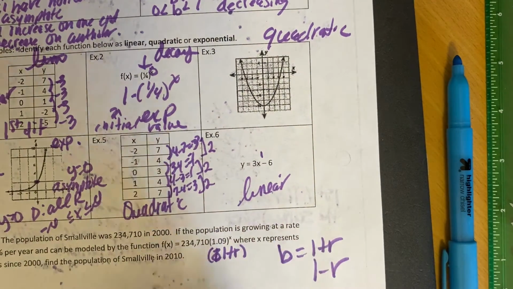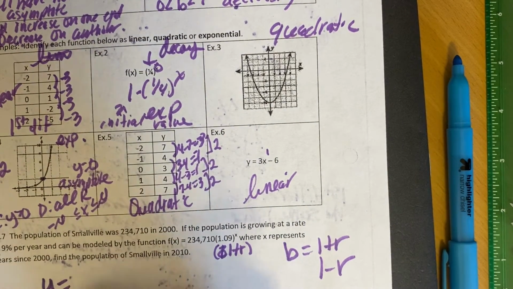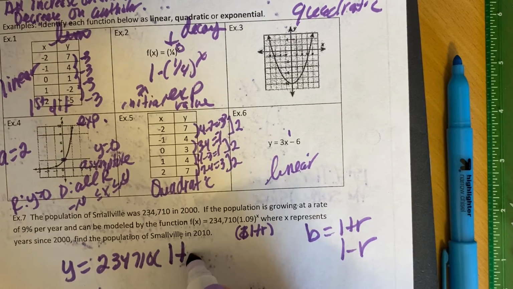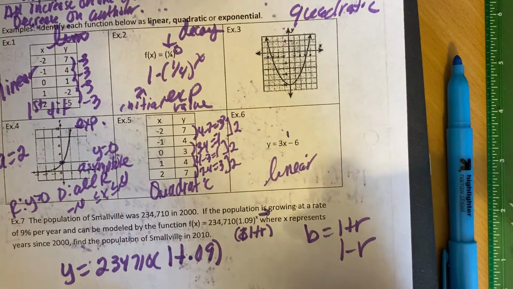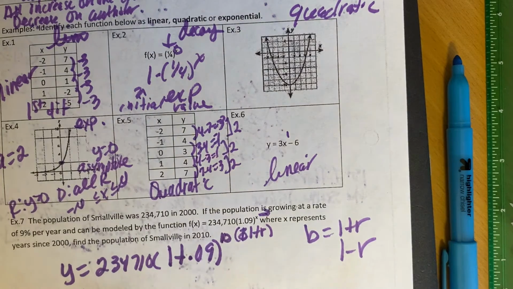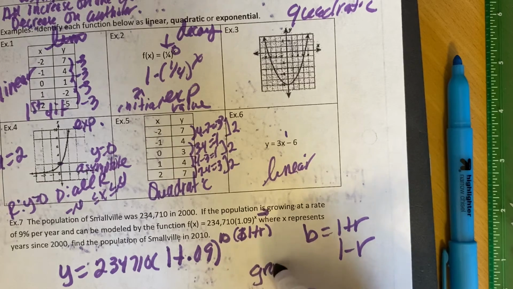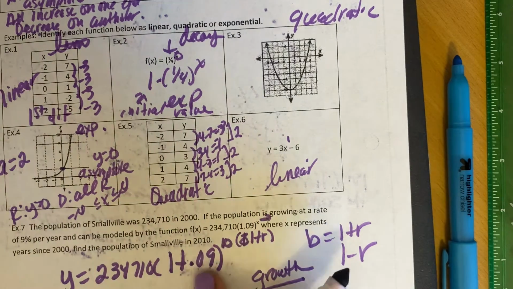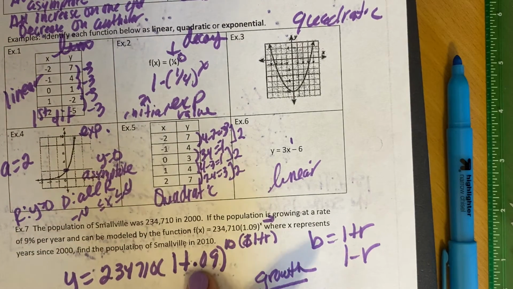And so where x represents 2000, find the population. And so this actually is 234,710 times 1 plus 0.09. And then x is your time, and that's in years, so that's going to be raised to the 10. And so this is a growth. Sometimes they ask you, what is your rate? How much is it growing at? And of course, this is growing at over 100.